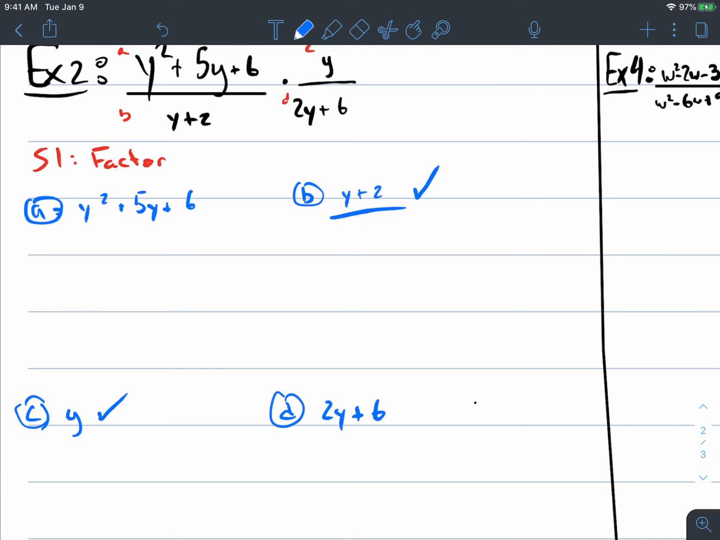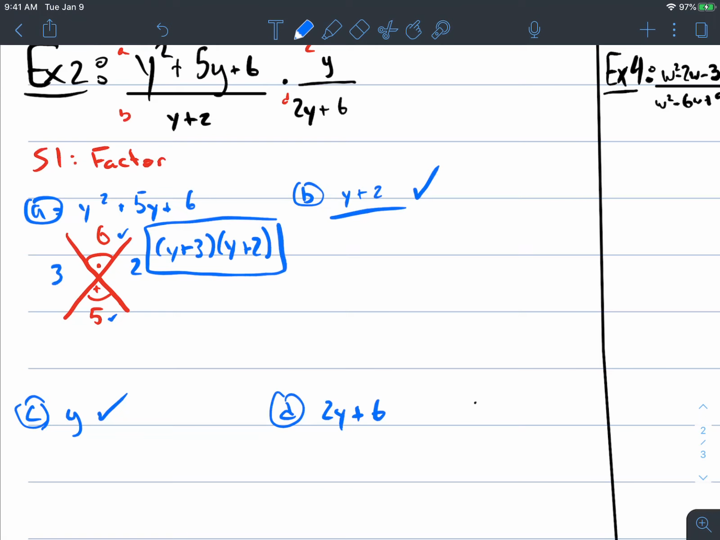You're done. All right. But in order to factor a problem like this, if you go back to your previous lessons, remember we got to do the x method. All right. So we want to multiply to 6, and we want to add to 5. And that's pretty straightforward. What multiplies to 6? 3 and 2. When you multiply 3 times 2, that's 6. And then when you add them together, that's 5. So this is going to be y plus 3 times y plus 2. Alright, so we're done with that one. And so B and C are done because those are just regular stuff.